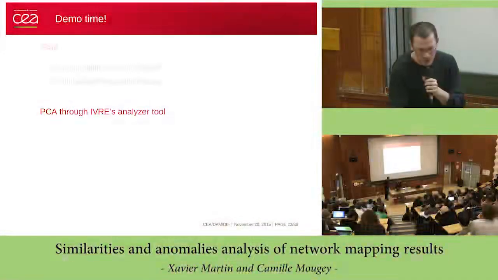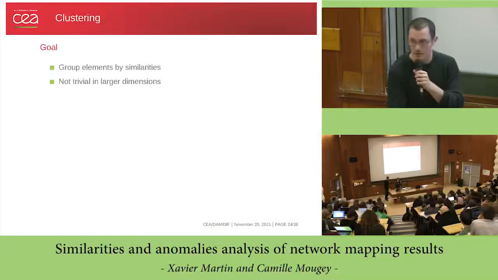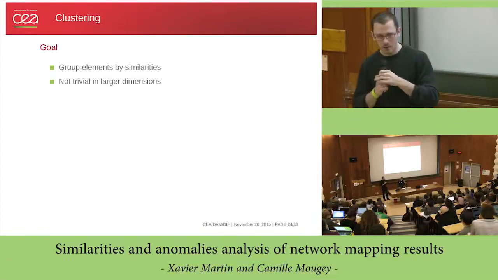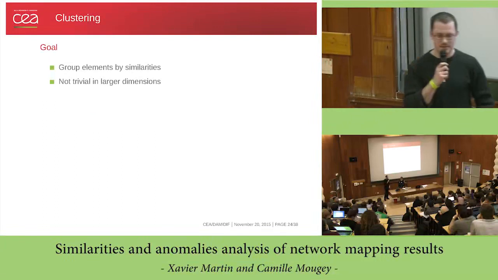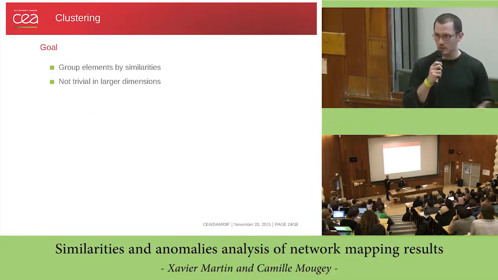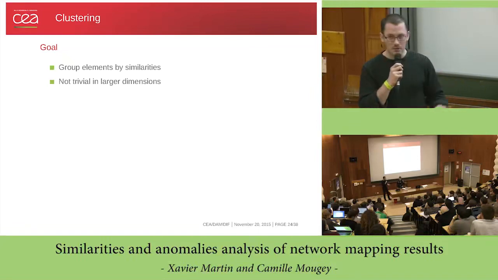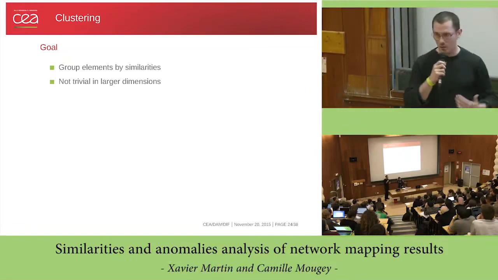Okay, so we get back to our second algorithm, which is clustering. Clustering is grouping elements by similarities. This can sound trivial in 2 or 3 dimensions because your eye can do that, but if you consider a vector space in 1,000 dimensions like the one we have, it's not trivial at all.